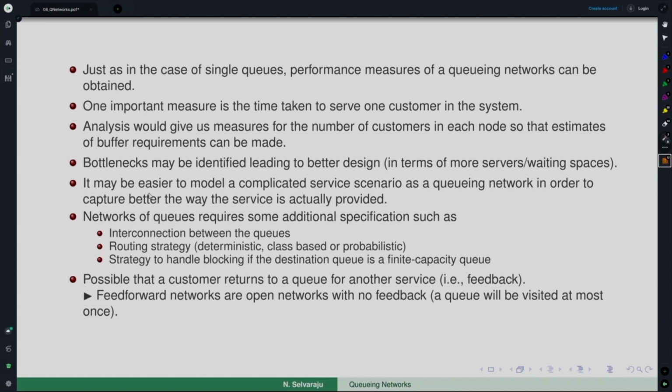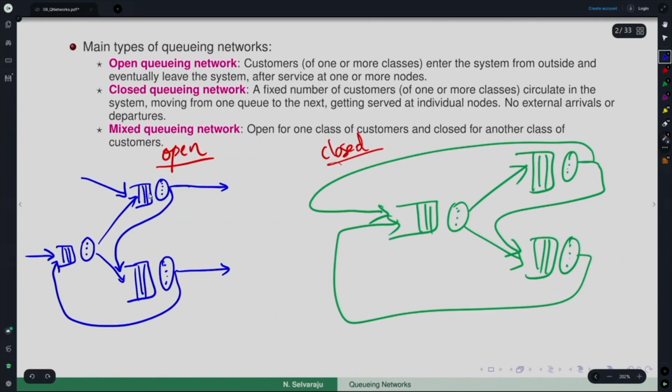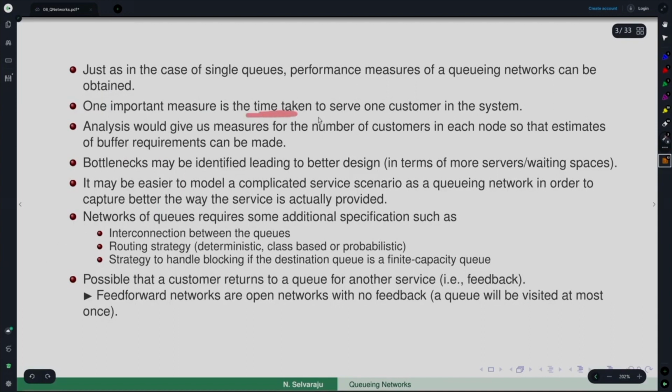So, it can be obtained also, and one important measure is the time taken to serve one customer in the system. This is more meaningful here in the open context, because someone comes from outside and eventually leaves the system, right. It may so happen that this particular customer may loop many times before eventually leaving the system, right. In that case, the time taken for serving one particular customer in the system is what is more relevant here, okay.